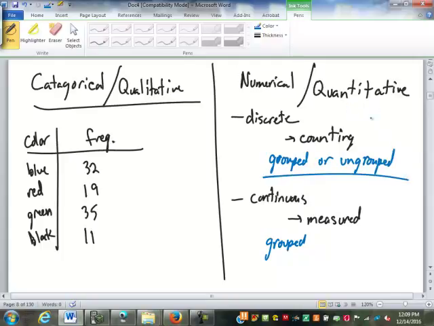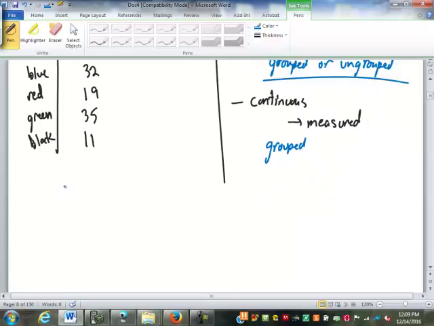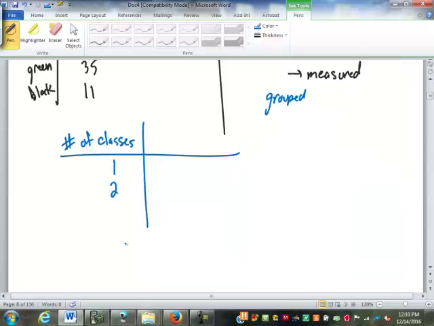Okay, so for example, let's say we're asking number of classes that you're taking right now. Well, there's not going to be too many students that are going to be taking more than like 6 or 7 classes at a time. So we could just list them all out. If they're taking 0 classes, they're not a student. Let's say the most that anybody had was 6. So we could list them all out individually and then put whatever the frequencies are in here.